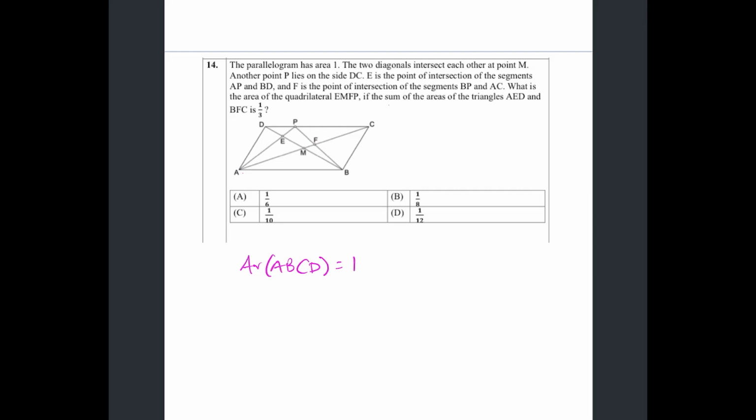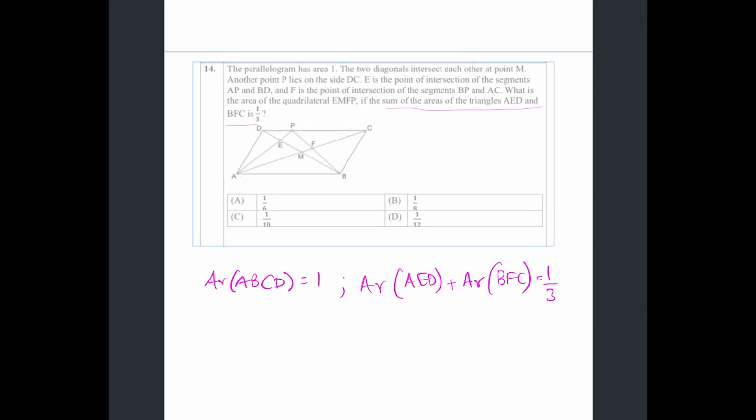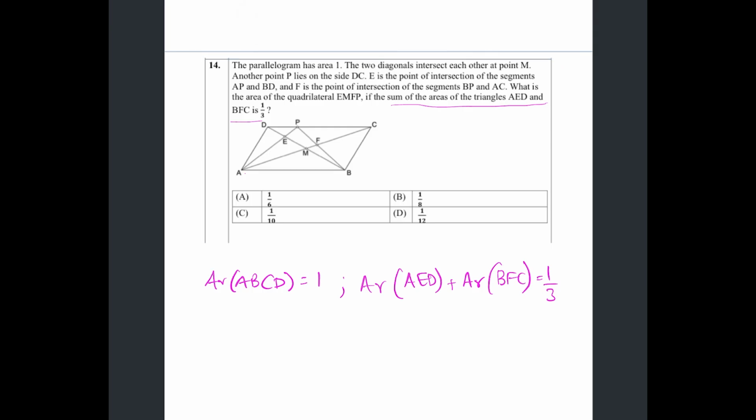They're telling us the sum of the areas of triangles AED and BFC, that is area of AED plus area of BFC, is 1 by 3. What are they asking us? They're asking what is the area of the quadrilateral EMFP, formed by the intersection of all these lines.